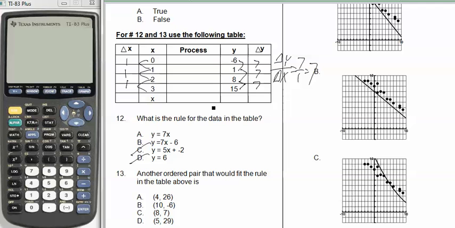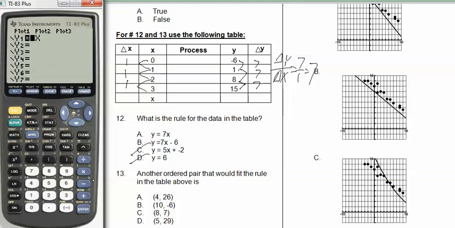Another ordered pair that would fit the rule in the table above is, so we figured out which one it is. So we would take this value and put it into that rule. So what we could do, if you didn't want to do it by hand, is go into Y1 and do our 7x minus 6 and go into our table and see if any of those are on there. 4, 22, so that one's not on there. 10, 6, no. 8 and 7, no. So 5 and 29 must be. 5 and 29.